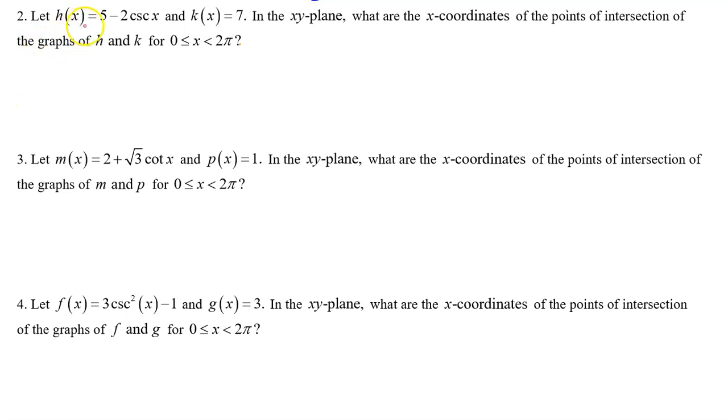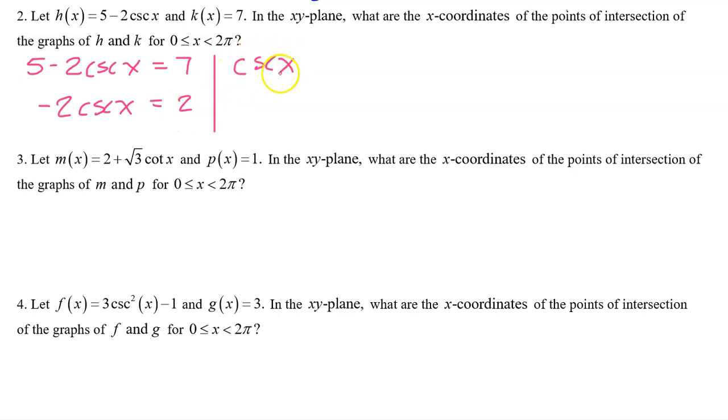Number 2, let h of x equal 5 minus 2 times the cosecant of x, and k of x is equal to 7. In the xy plane, what are the x-coordinates of the points of intersection of the graphs of h and k between 0 and 2 pi? Let's set 5 minus 2 cosecant x equal to 7 and solve. First, let's subtract 5 from both sides. This gives us negative 2 times the cosecant of x is equal to 2. Next, dividing both sides by negative 2 gives us the cosecant of x is equal to negative 1.